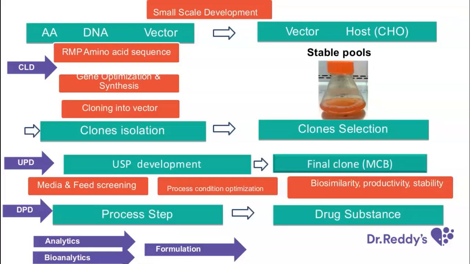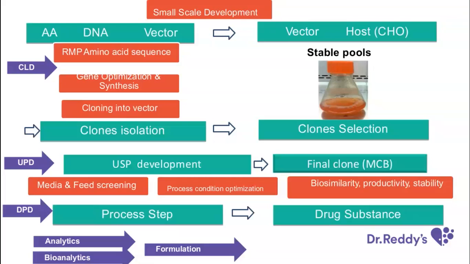Then they pool all these things and call this a stable pool. Once the stable pools and clones are ready, they do clone isolation using different techniques. For example, ClonePix is one instrument that can be used for clone isolation. Once the clone isolation is done, they do the clone selection, because there are different clones, using 96 well plates, 12 well plates, and 6 well plates. After that, they prepare the cell bank.